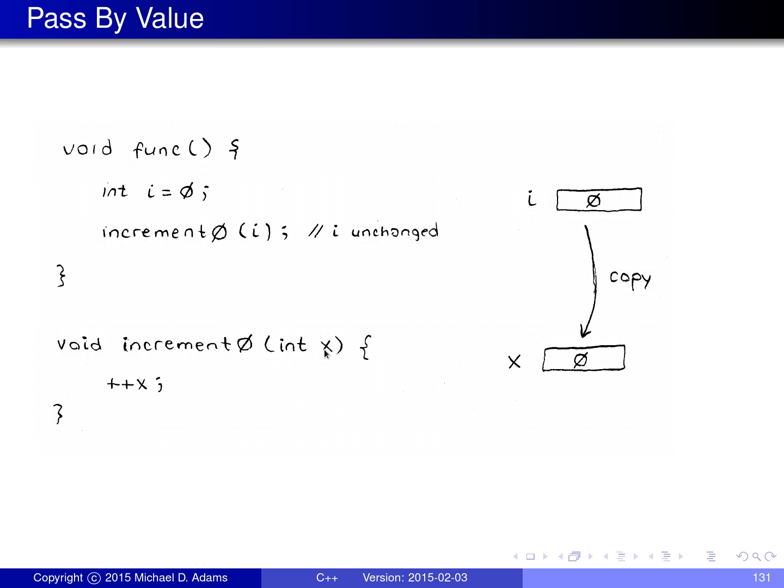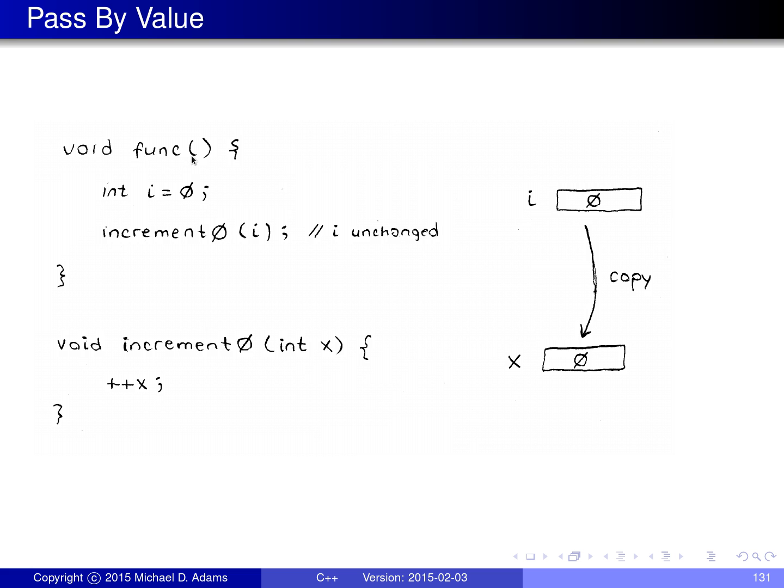It takes a single parameter x, which is of type int, and because int is not a reference type, in other words, it's not int ampersand or int double ampersand, this is going to use pass by value. Now let's look at the function that's calling increment 0.